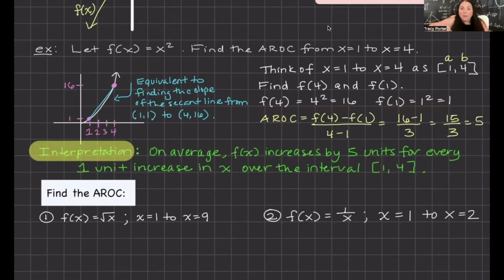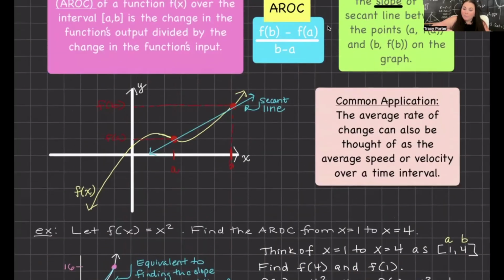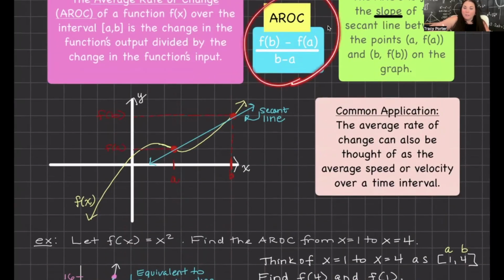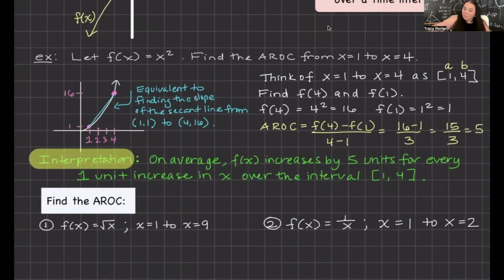And then as soon as you have all of your values, you can just substitute into the formula from above. So we've got f of b, which is f of 4, minus f of a, which is f of 1, over b minus a, which would be 4 minus 1. So we get 16 minus 1 over 3, which is 15 over 3, which is 5.